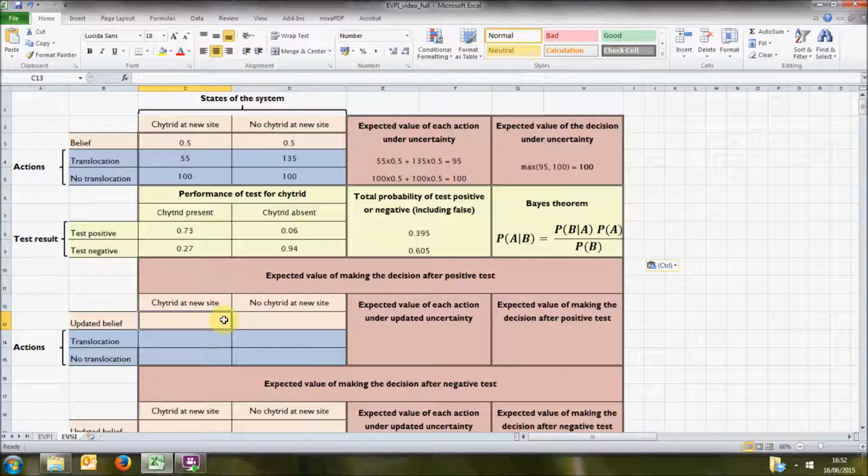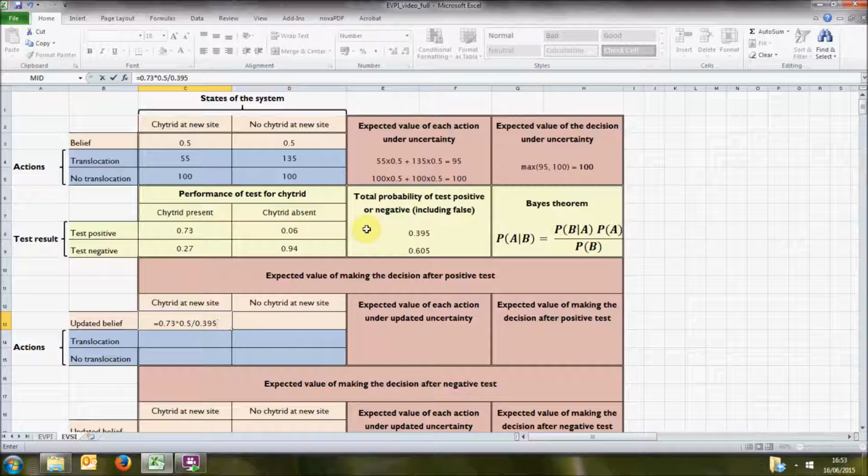According to Bayes' theorem, the probability of chytrid being there, probability of A given B, is equal to the probability of picking up the chytrid if it is present, so the sensitivity of the test, times the probability of chytrid actually being there, which is our prior belief, divided by the overall probability of getting a positive test result, which includes the true positives and false positives.